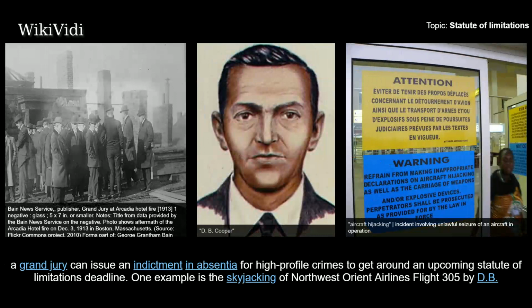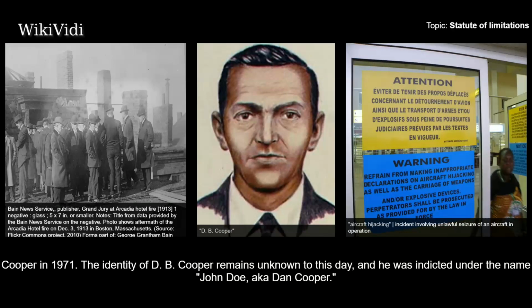A grand jury can issue an indictment in absentia for high-profile crimes to get around an upcoming statute of limitations deadline. One example is the skyjacking of Northwest Orient Airlines Flight 305 by D.B. Cooper in 1971. The identity of D.B. Cooper remains unknown to this day, and he was indicted under the name John Doe, aka Dan Cooper.